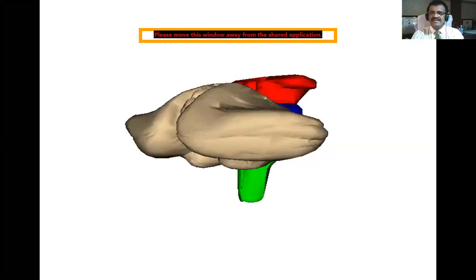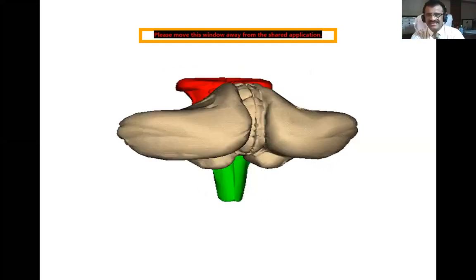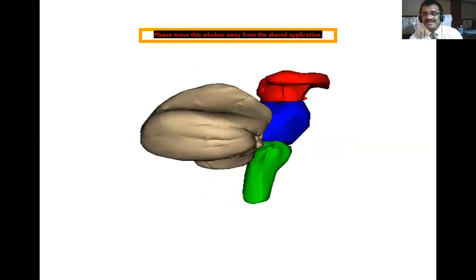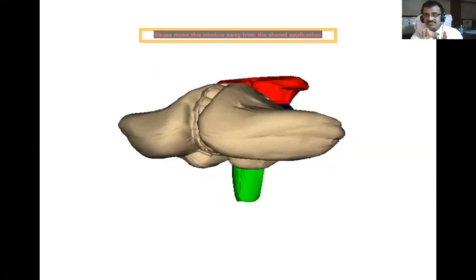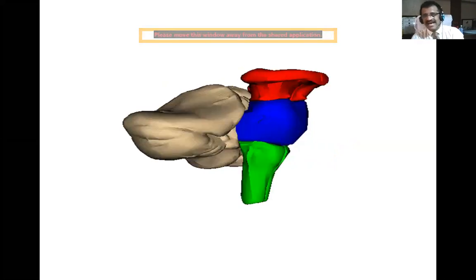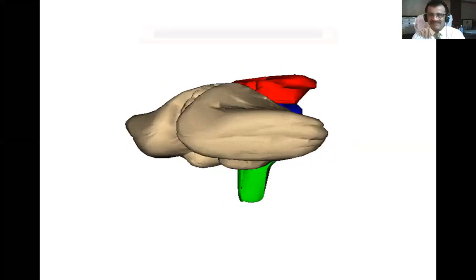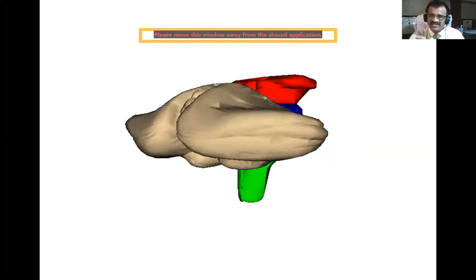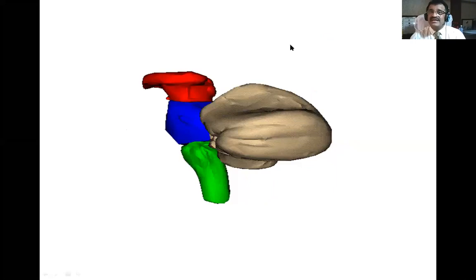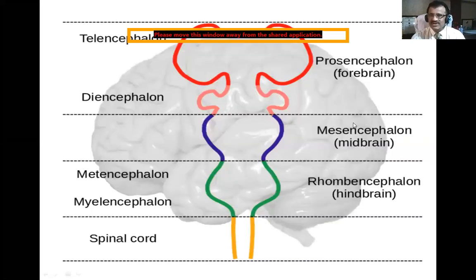And behind the colored portion, which is attached almost to the backside of the pons, is called cerebellum. So cerebellum is located behind the pons. So pons and cerebellum, they make metencephalon. Okay, so midbrain is a mesencephalon, pons is a metencephalon, and your medulla oblongata is a myelencephalon. Okay, so we will go first for mesencephalon.